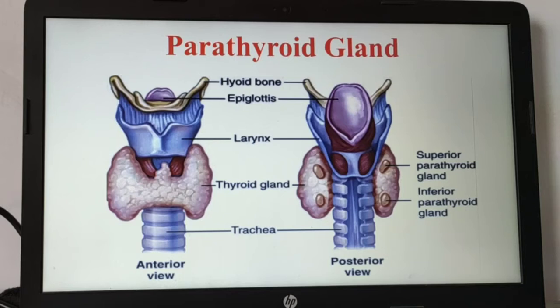In the previous lecture we have seen the pineal gland and thyroid gland, along with some disorders related to them. Today we are going to see the parathyroid gland and the thymus gland. First we will see the parathyroid gland, and after that we will move on to the thymus gland.